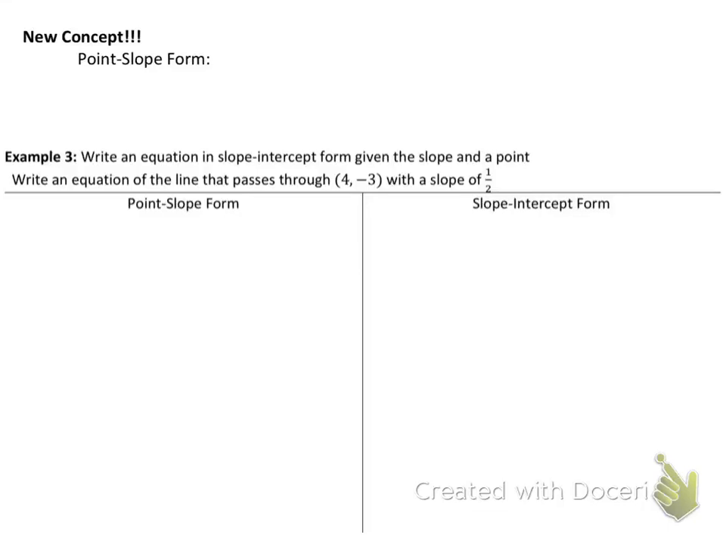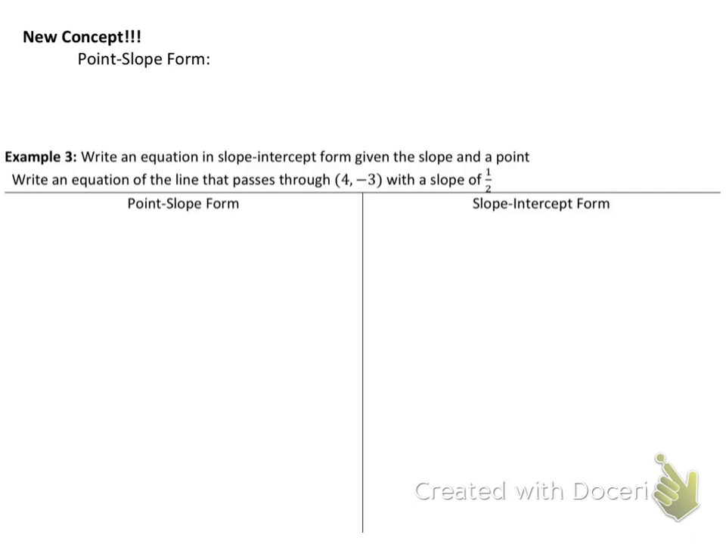Okay, hello everybody. In the last video, we looked at writing equations of lines given the graph or given the slope and the y-intercept. But what if we aren't given that information? Can we still write the equation of the line? And the answer is yes. We can use a new form of the line.